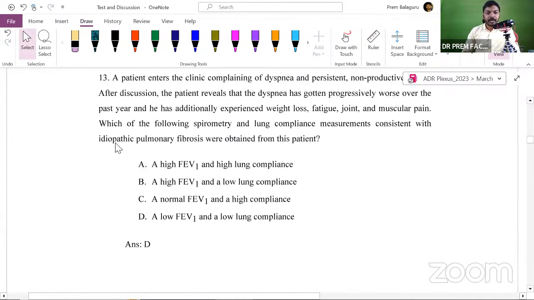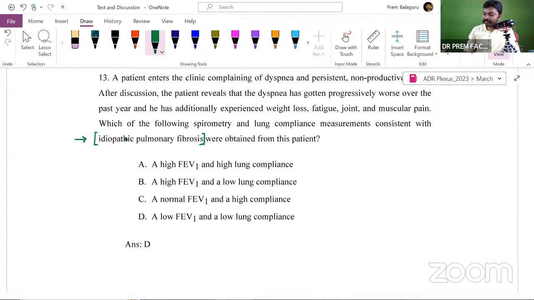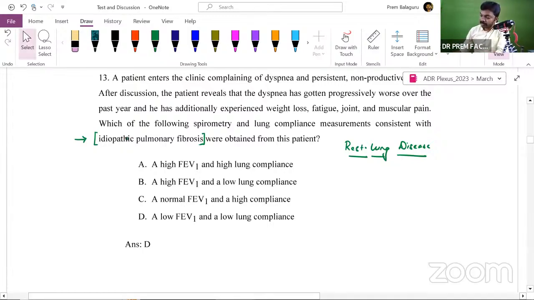Question 13. A case of idiopathic pulmonary fibrosis. It's a restrictive lung disease, doctors. What are all the parameters that tell you a clinical diagnosis is going to be restrictive lung disease, right? Please remember, there must be a drop in total lung capacity.